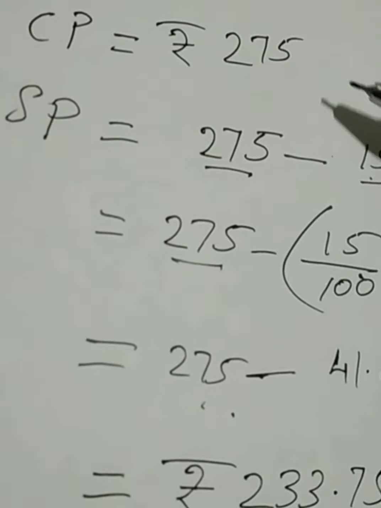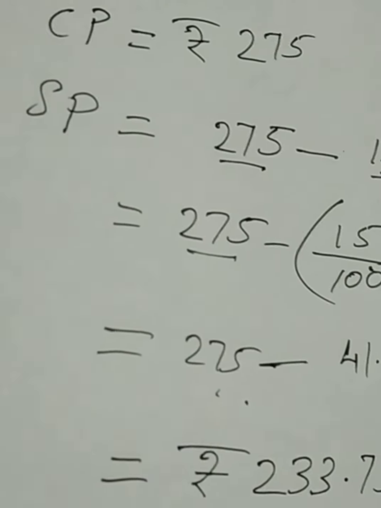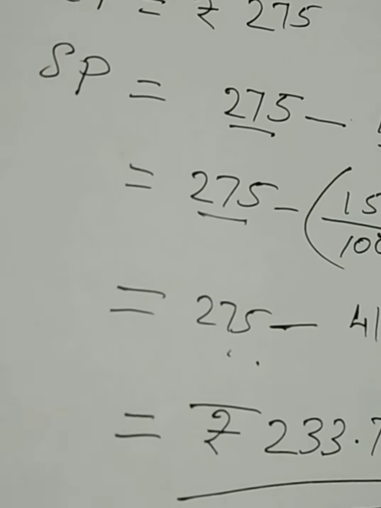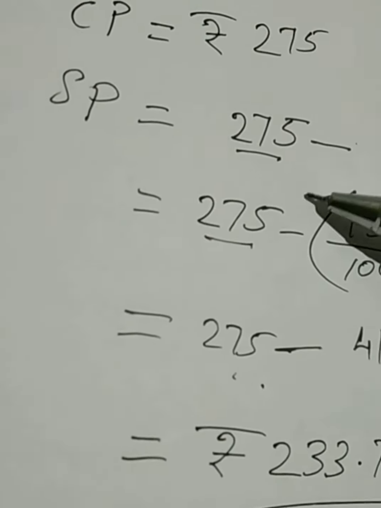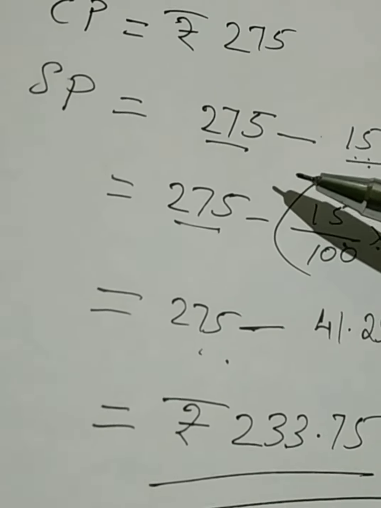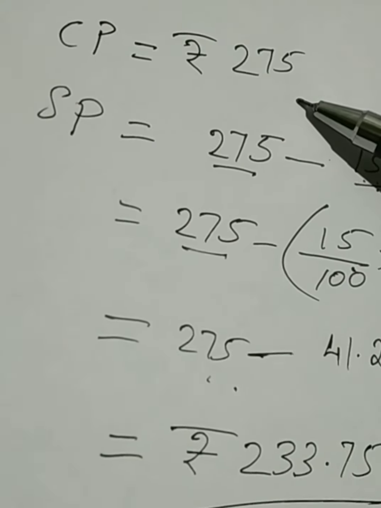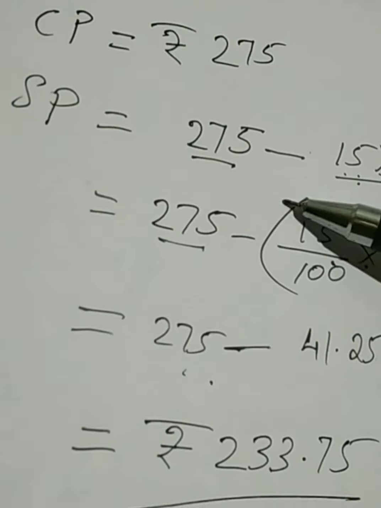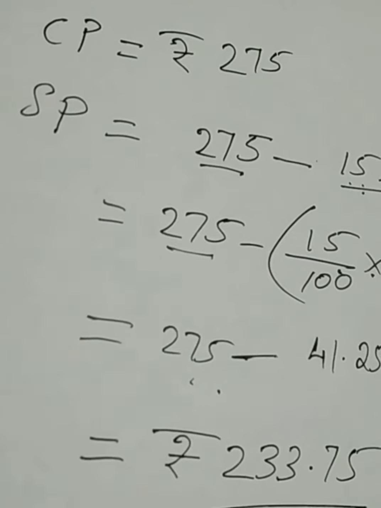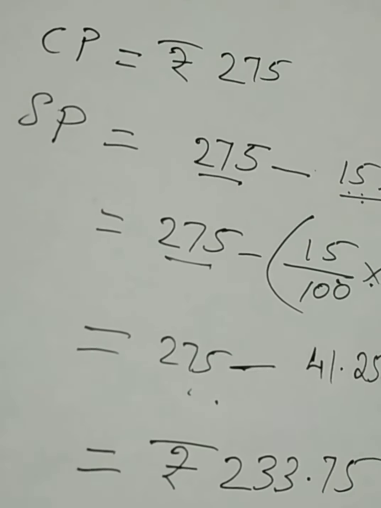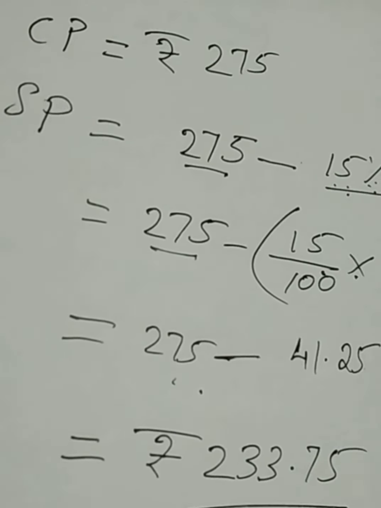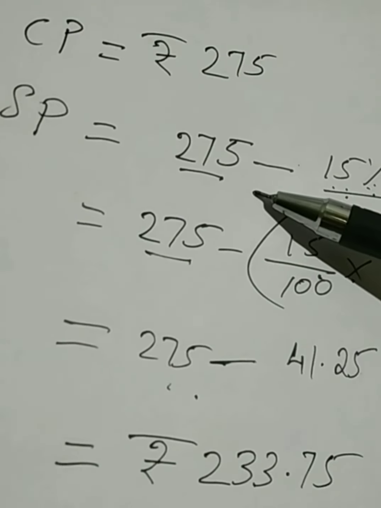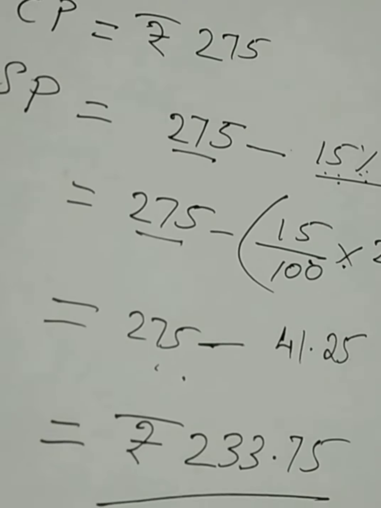Now the cost price is more than the selling price, so that is loss, and how much? 15% of cost price. So cost price is equal to 275, then sold with a 15% loss. Then we have to find the 15% of 275 and subtract it from 275. Okay. Thank you.